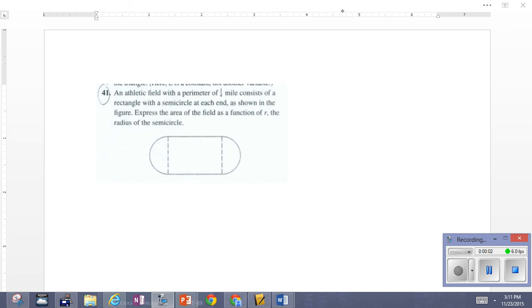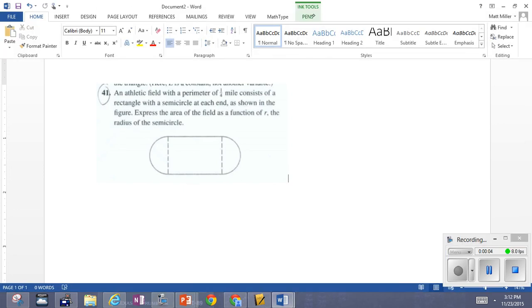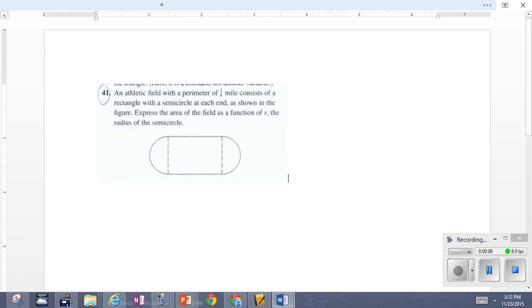Look at this problem here, number 41. What we're dealing with is this track, the total perimeter of which is 1/4. Now, what makes up the perimeter?